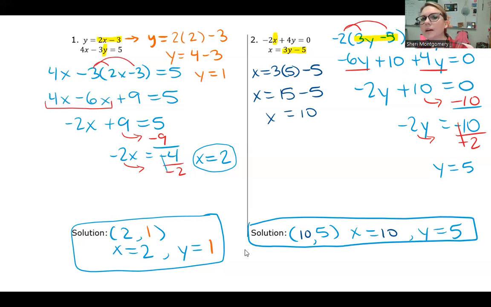Again, the reason why I'm making you write it both ways is that sometimes on your test, it asks you about the solution and it's given as a point. Sometimes I ask you just for the Y coordinate. So we need to be able to identify both.